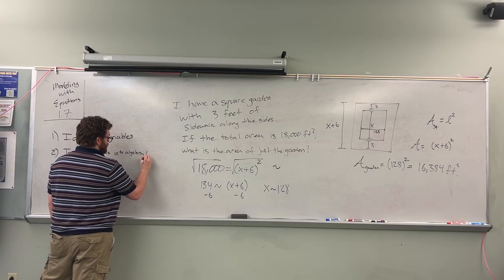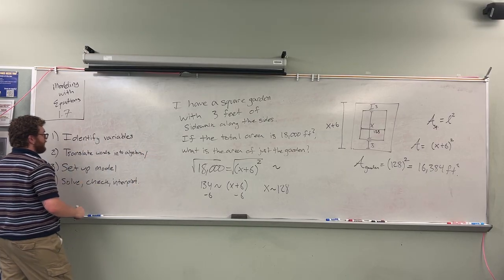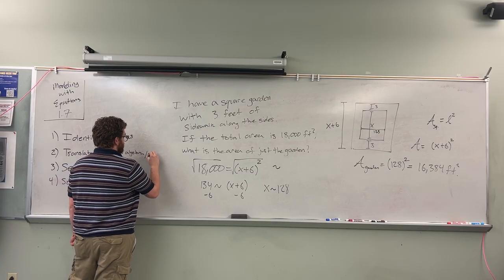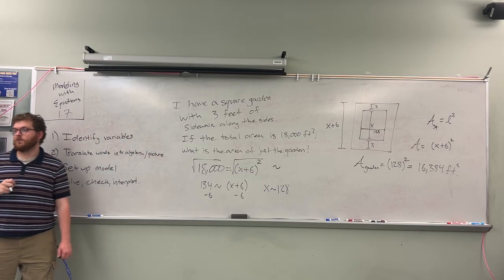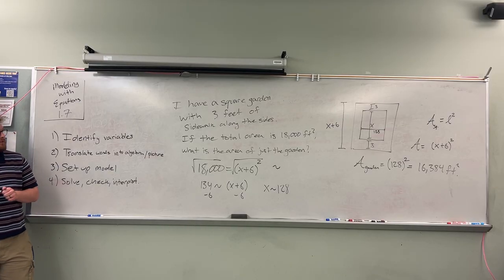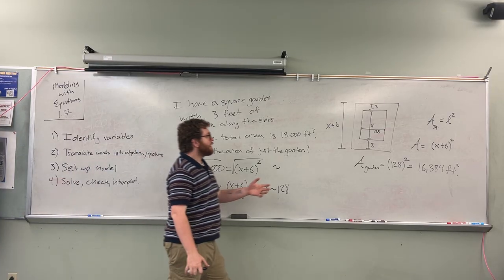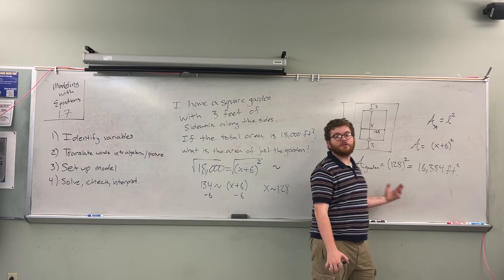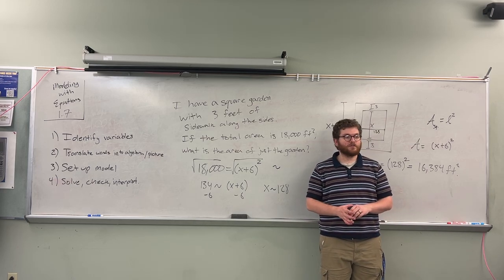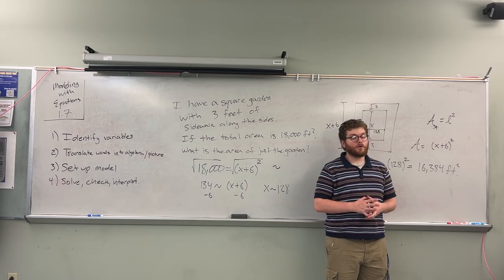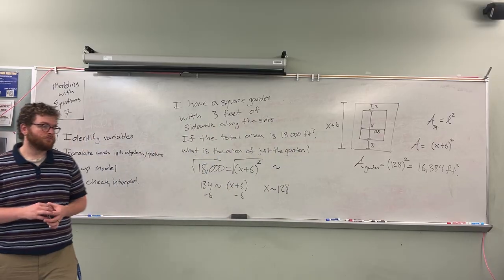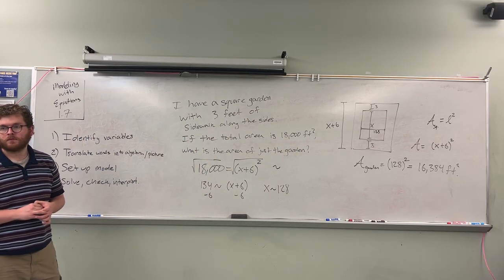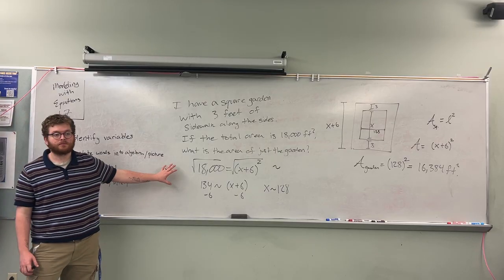In step 2, I'm going to add a caveat to translate words into algebra and picture. It's very, very useful to draw out problems, especially when it's something physical like geometry. Or when you go to take trigonometry next semester, if you have to, a lot of those problems benefit a lot from being drawn out. Any questions about this example?